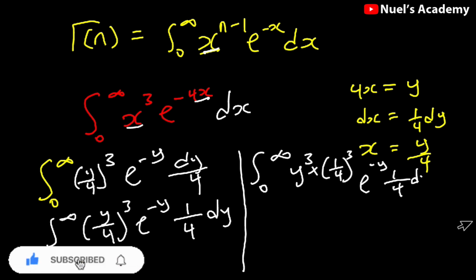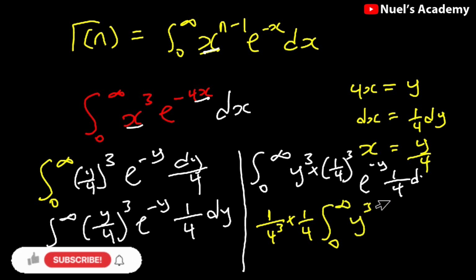Now we're going to move this and this to the back of this integral sign. So we're going to have 1 over 4 cubed multiplied by 1 over 4, then the integral from 0 to infinity. We have y cubed and then e to the power of negative y, then dy.